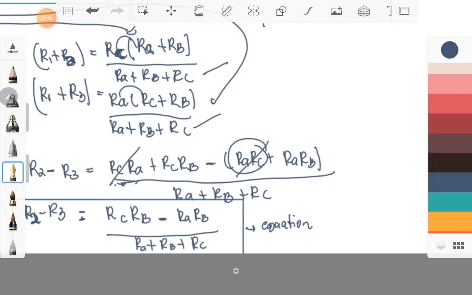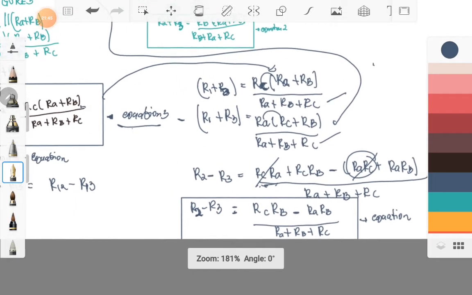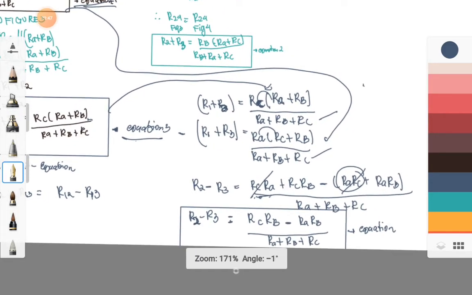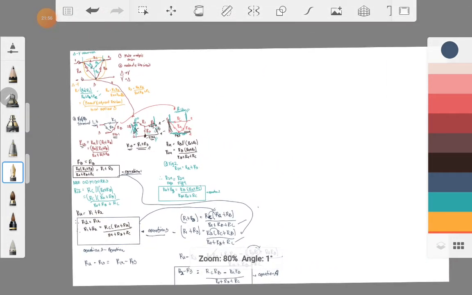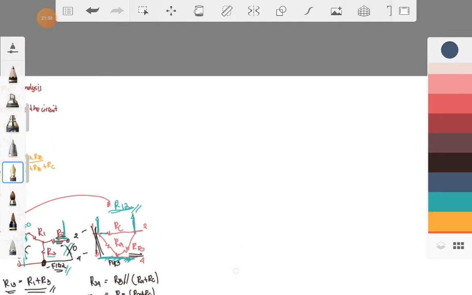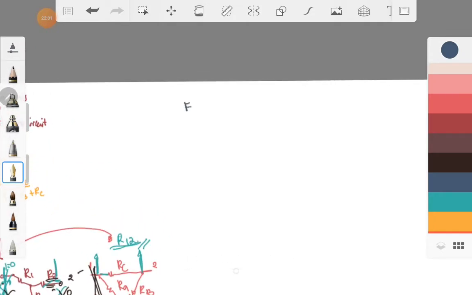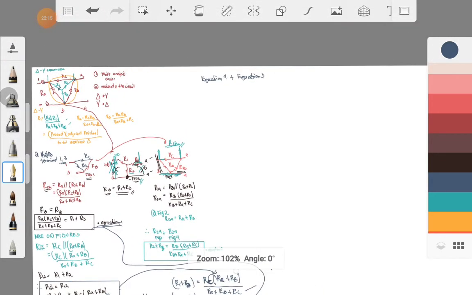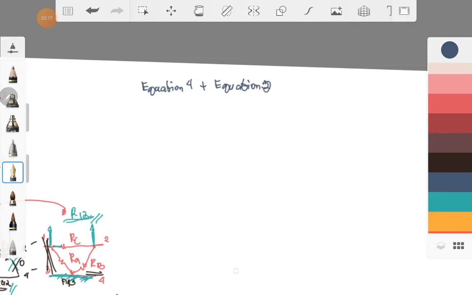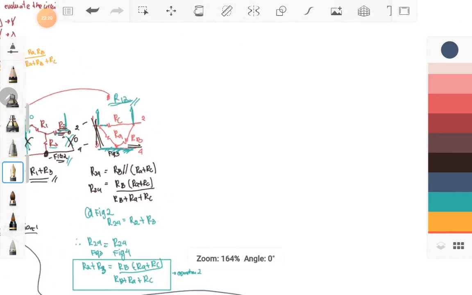So next na gagawin natin is that i-add natin tong R2 minus R3 mo dito sa equation 2 mo. So this is your equation 4 plus our equation 3. Okay, what is our equation 4? Our equation 2. Yan. But what is our equation 2?